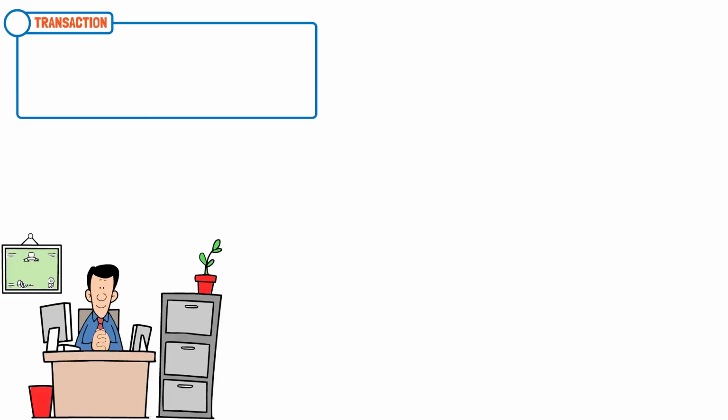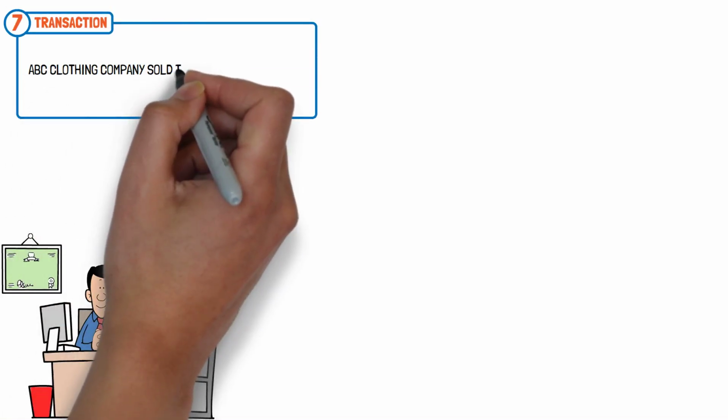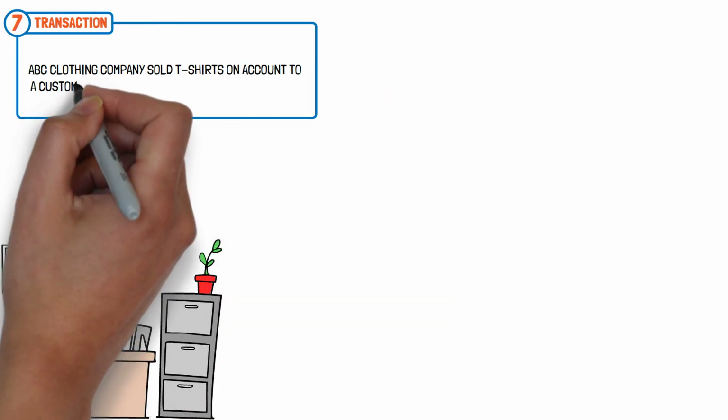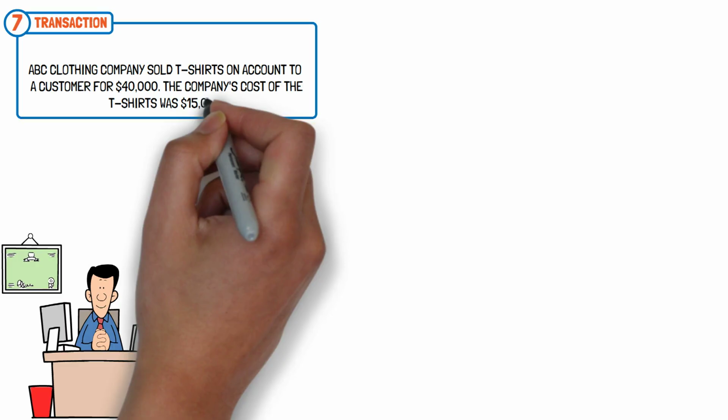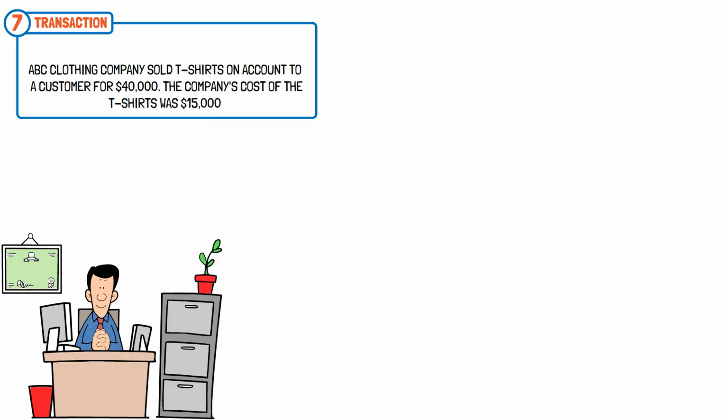Transaction 7. ABC Clothing Company sold t-shirts on account to a customer for $40,000. The company's cost of the t-shirts was $15,000. Let's assume that this transaction occurred on January 22nd.